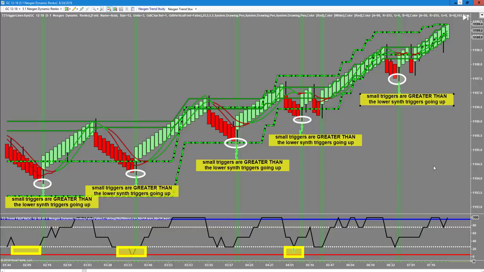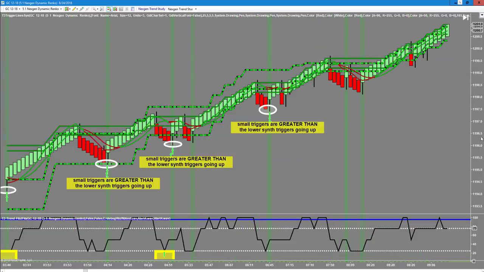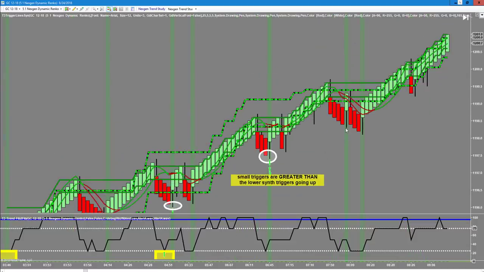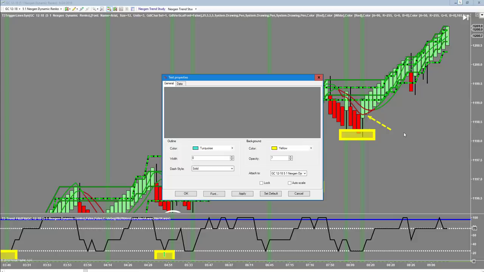Now, let's keep going forward. And again, look, this is a situation where this is the first one, and I'll just draw a box on it here for a second. This is the first one that has the small triggers below the synthetic triggers. Agree? So this is the first trade with small triggers below synthetic triggers.